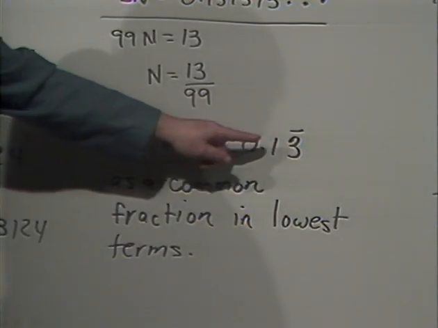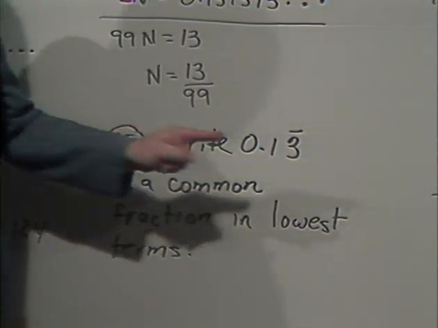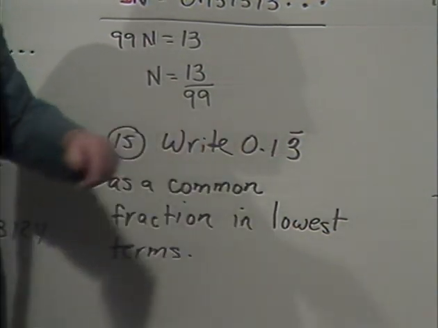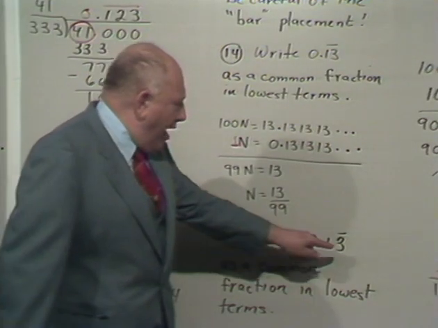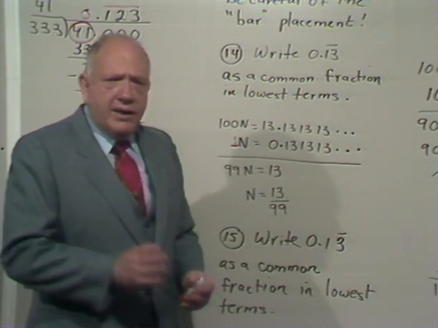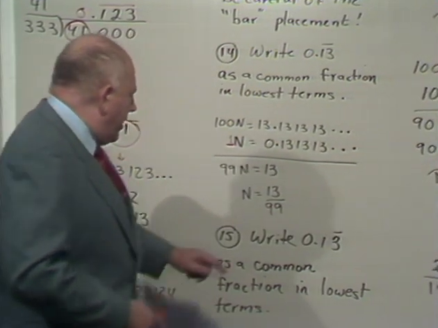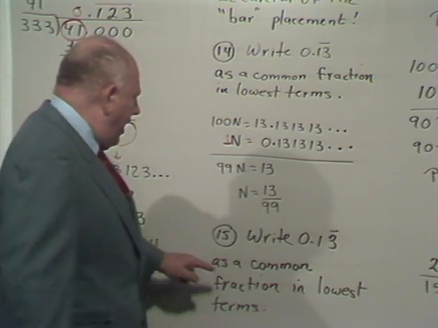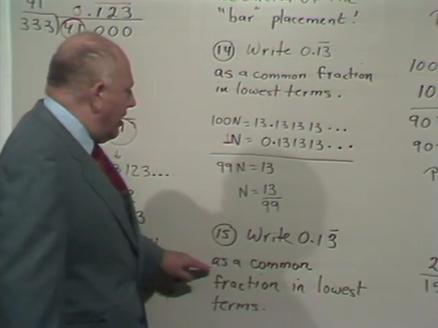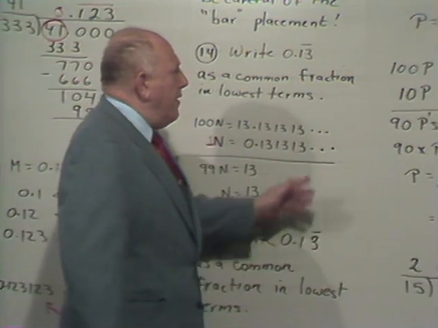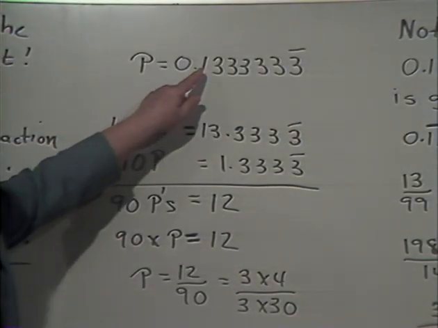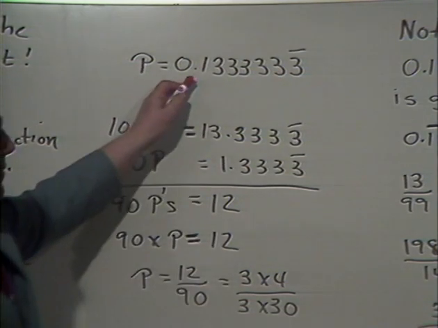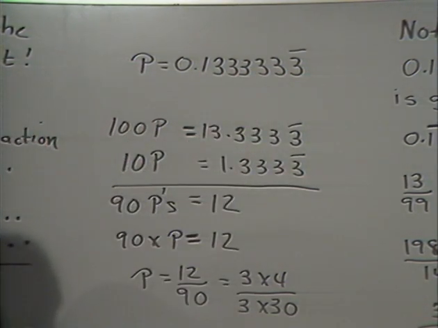Problem number 15 looks the same. But if you look at this carefully, look where the bar is. The bar is only over the 3. That tells me that the only thing that's repeating is the 3. See, when I say write 0.13 with a bar only over the 3 as a common fraction in lowest terms, let me call that number p. P is a decimal point, a 1, but the 1 is not part of the repeating cycle. The only part that keeps repeating are the 3s.